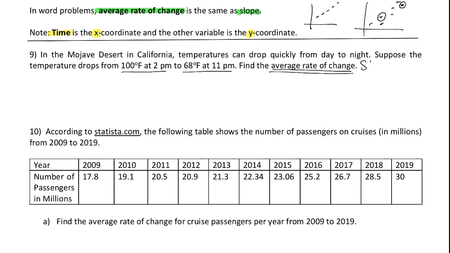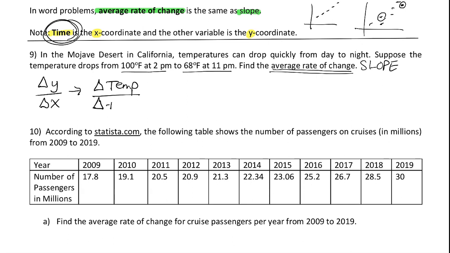So again, the average rate of change is the same as finding the slope. In this context, the change in y over the change in x, or the slope, is going to be the change in temperature. That's the variable that's changing. And then, like we said earlier, time is often the x-coordinate, so this is the change in time.